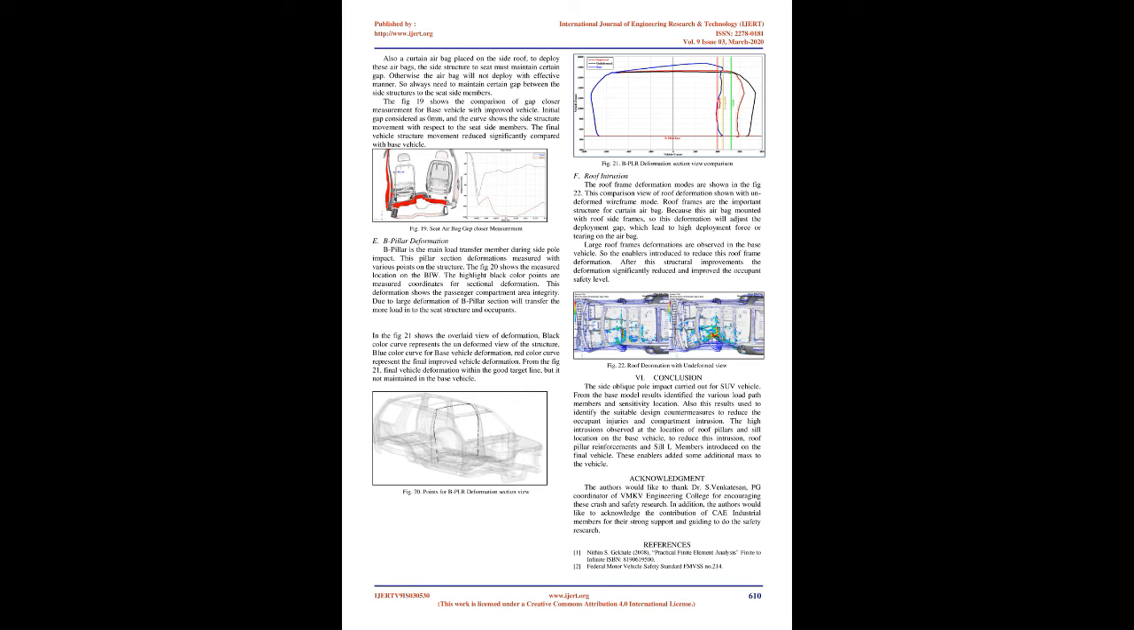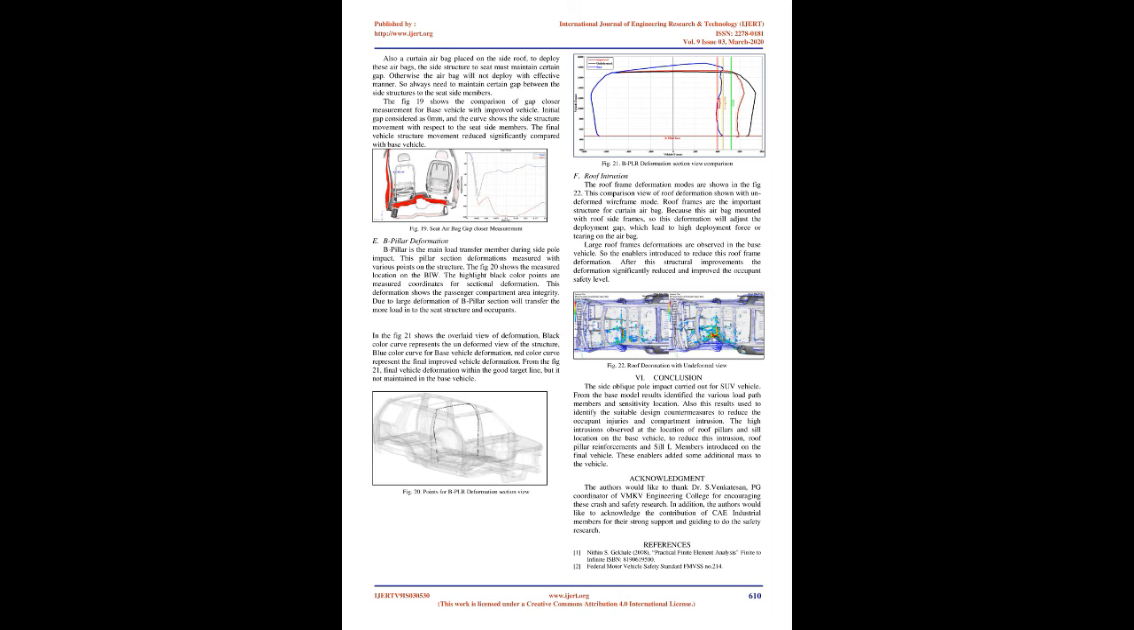Fig 19 shows the comparison of gap closure measurement for the base vehicle with the improved vehicle. Initial gap is considered as 0 mm, and the curve shows the side structure movement with respect to the seat side members. The final vehicle structure movement is reduced significantly compared with the base vehicle.